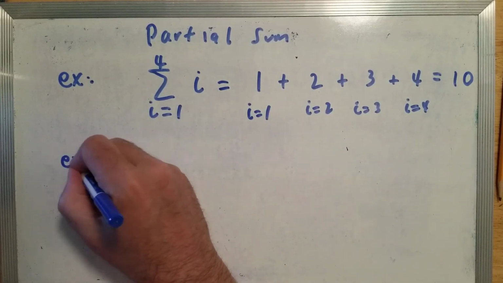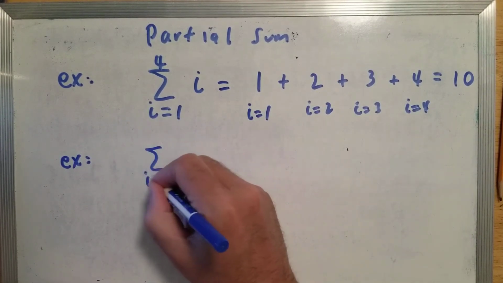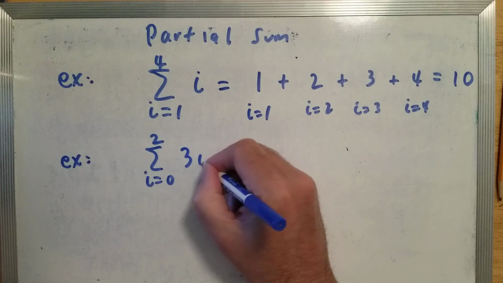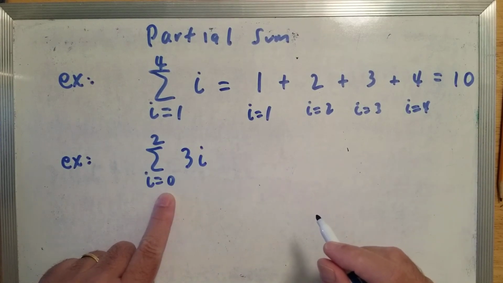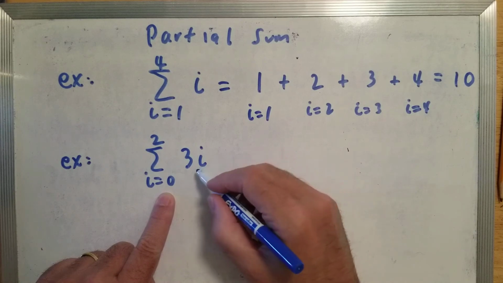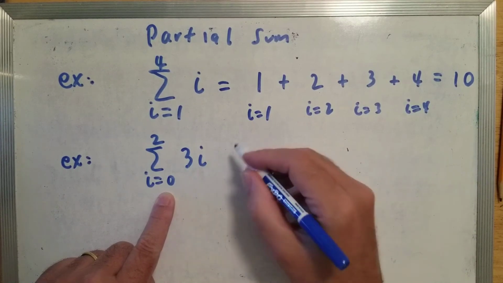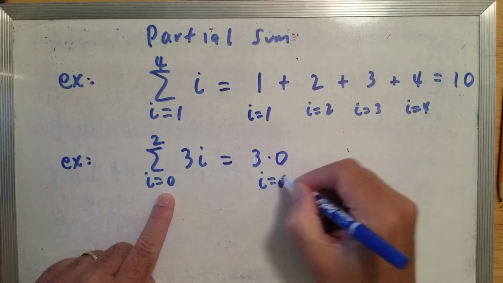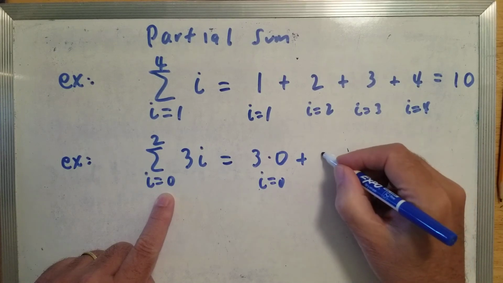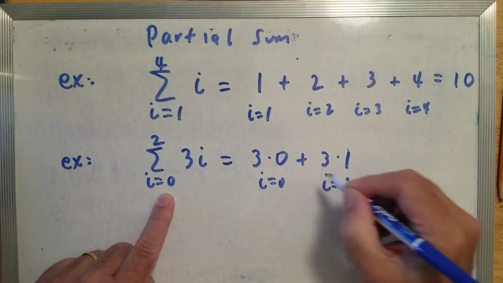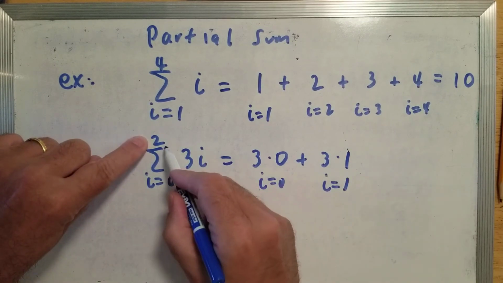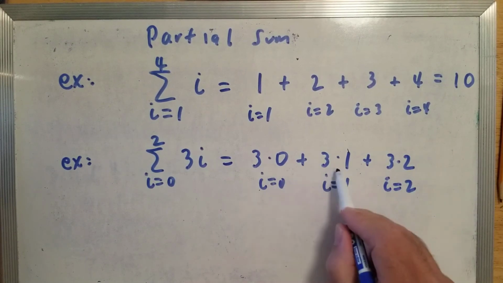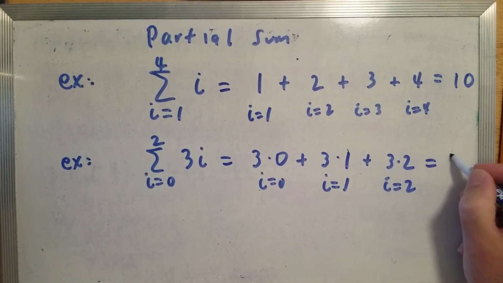Now they can add something to this i. Here's another example. Suppose it said the sum from i equals 0 to 2 of, say, 3i. Well, notice how they started with i equals 0 on the bottom here. So I'm going to start with i equals 0, and each of these gets multiplied by 3. So when i equals 0, it's 3 times 0. Then I go to i equals 1, 3 times 1. And then I go to i equals 2, which is the last one because that's the top. 3 times 2. When you add these up, this is 0, 3 plus 6 is 9.